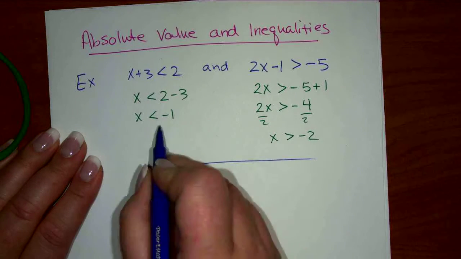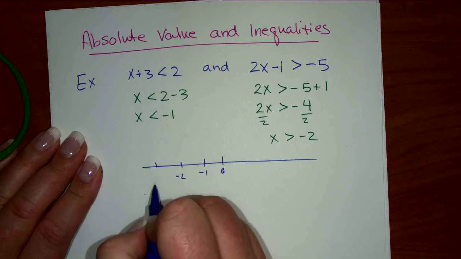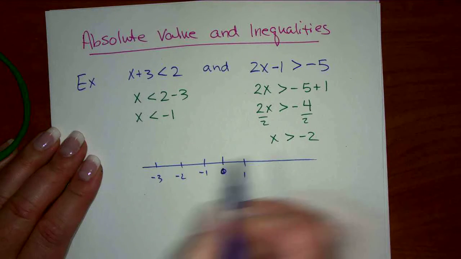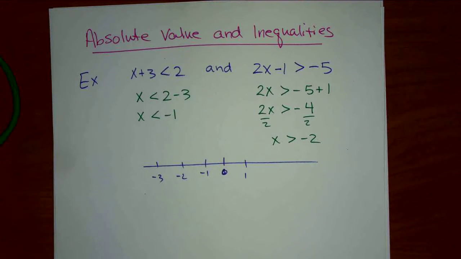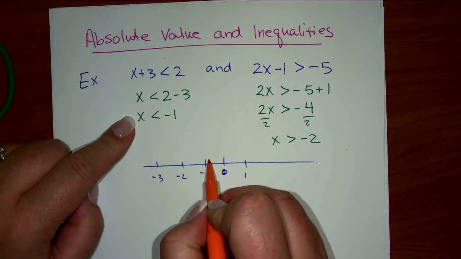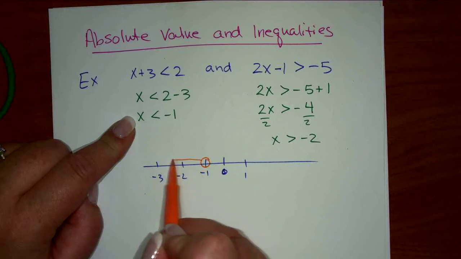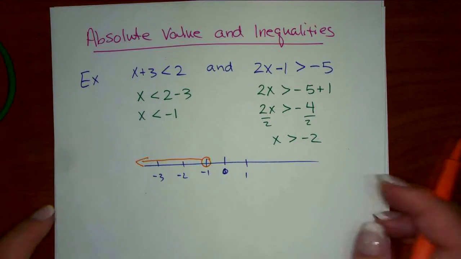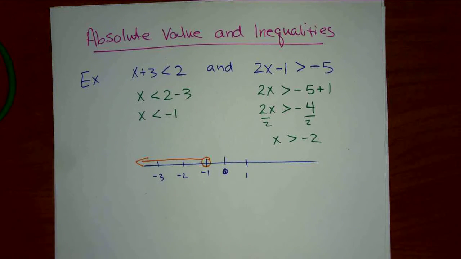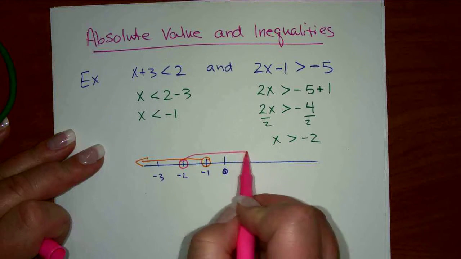All right, so we'll make a number line, -1 and -2. So 0, -1, -2. Get at least one number on either side of each of your answers. So x is less than -1. We put an empty circle because it doesn't have an equal sign, and less goes down. This is x is greater than -2, so it starts at -2 and goes up.